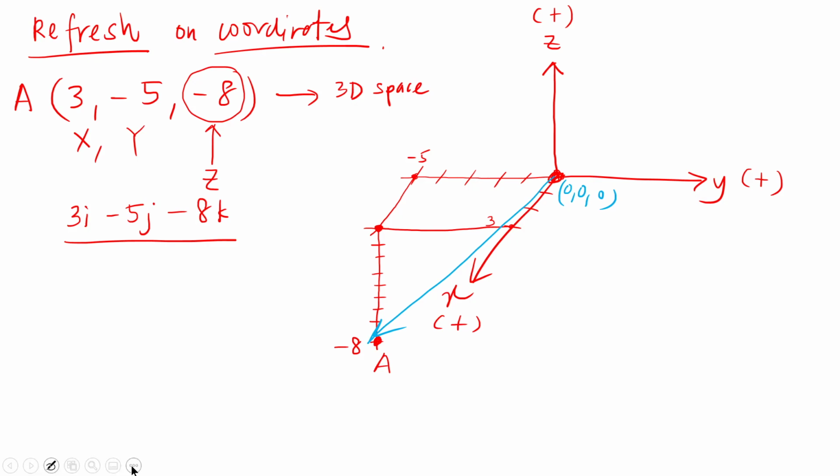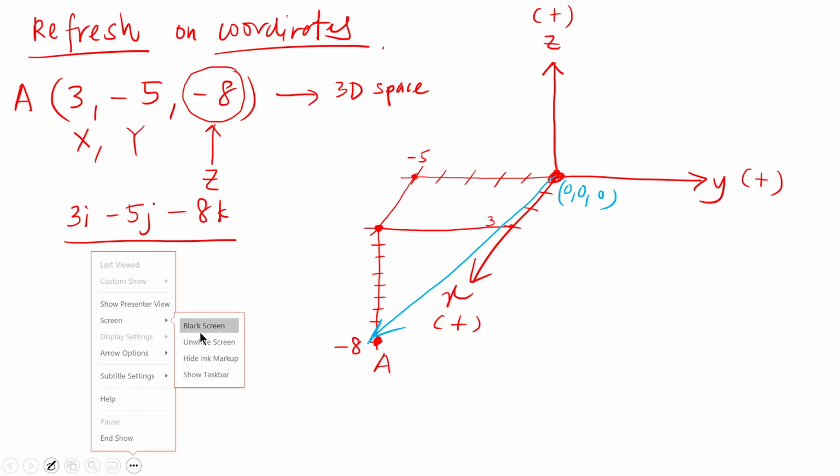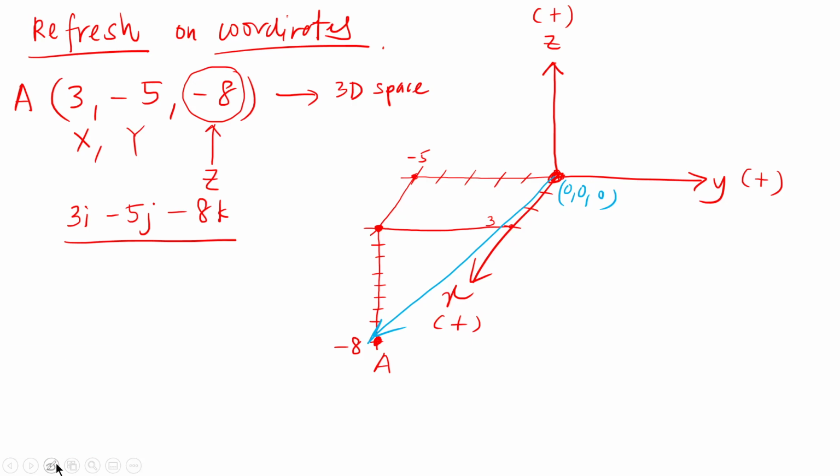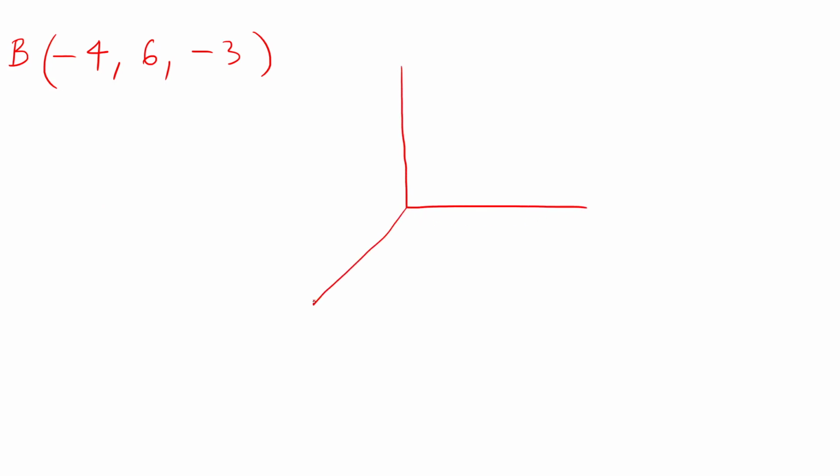So this is how you draw yourself coordinates. Perhaps one more time. Let's try one more time. I'm gonna clear all the ink. Let's draw one more. Let's draw -4, 6, -3. Let's say this is coordinate B. Draw your axis. This is X. This is y, definitely this is z.